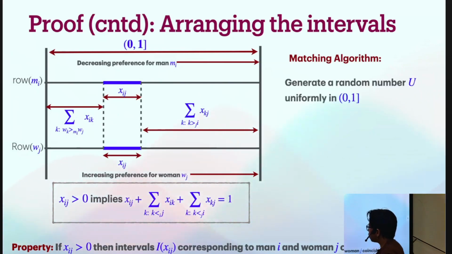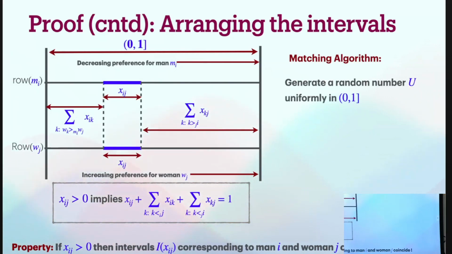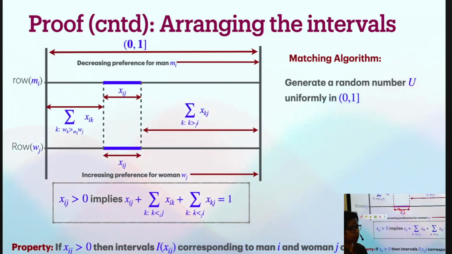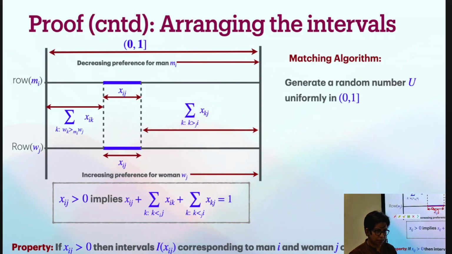Okay. Now, I generate a random value between 0 and 1. It can't be 0, it cannot exceed 1. Okay.